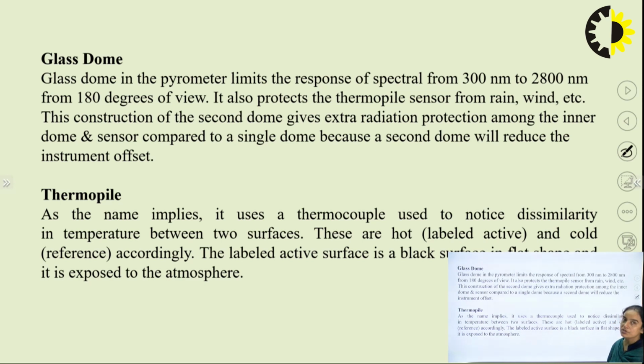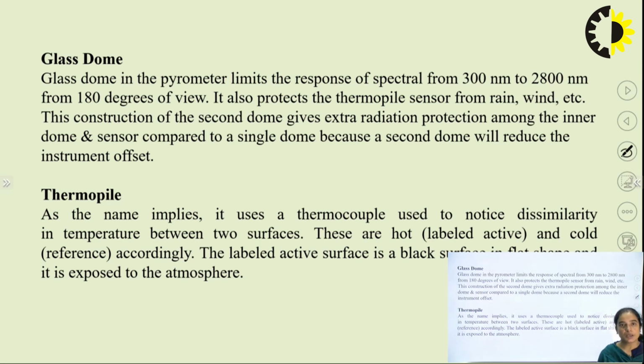The glass dome in the pyranometer limits the spectral response from 300 nanometers to 2800 nanometers, from a 180 degree field of view. It also protects the thermopile sensor from rain, and is there for the safety of the sensor kept inside. The construction of the second dome gives extra radiation protection for the inner dome and sensor compared to a single dome. So it is a double structure.